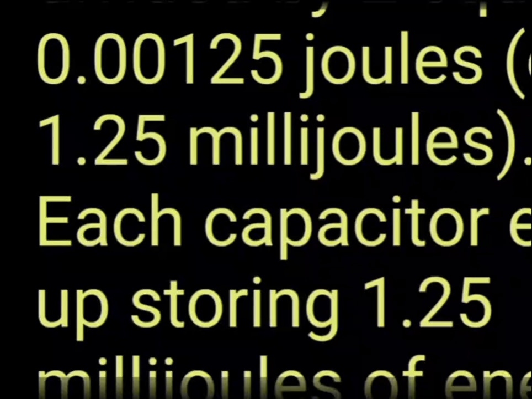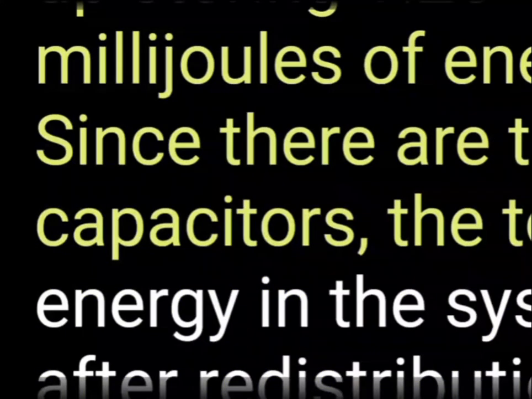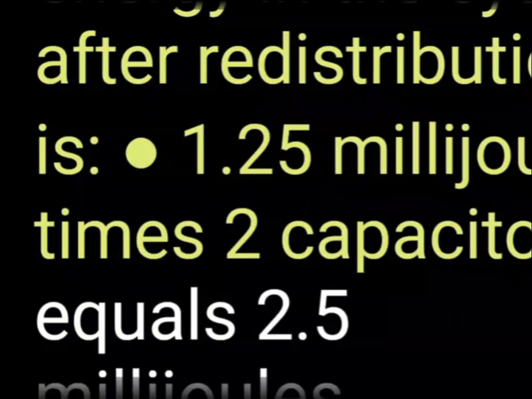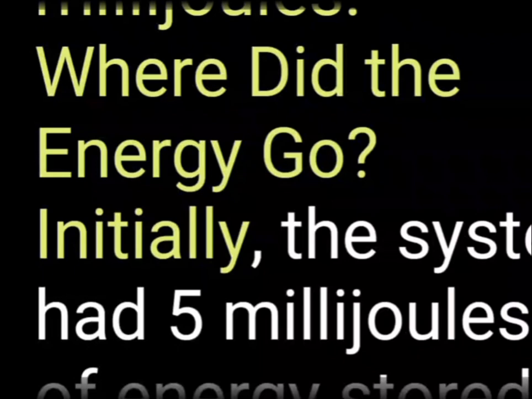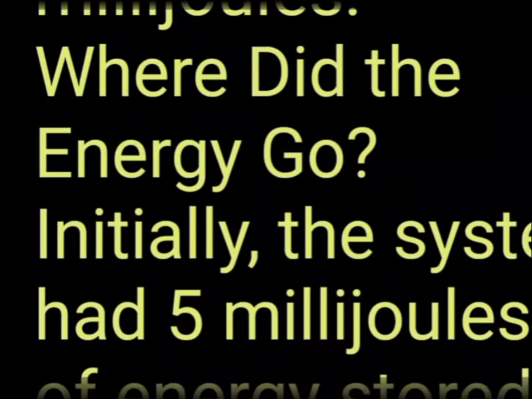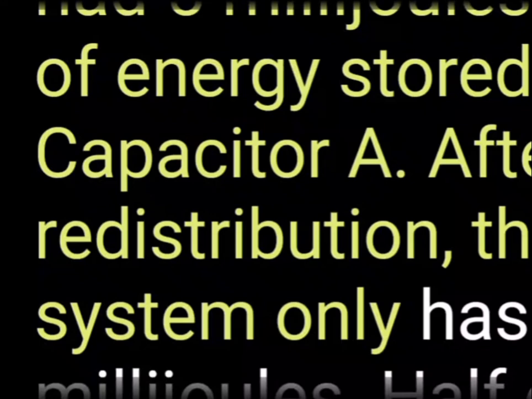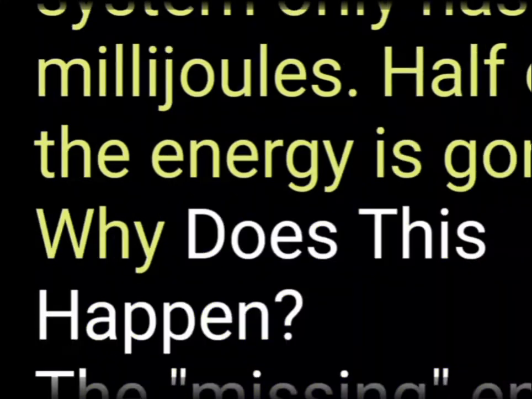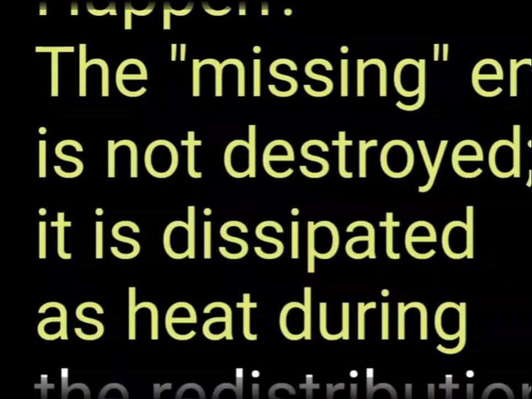Since there are two capacitors, the total energy in the system after redistribution is 1.25 millijoules times 2 capacitors, which equals 2.5 millijoules. Where did the energy go? Initially, the system had 5 millijoules of energy stored in capacitor A. After redistribution, the system only has 2.5 millijoules. Half of the energy is gone. Why does this happen? The missing energy is not destroyed, it is dissipated as heat during the redistribution process.